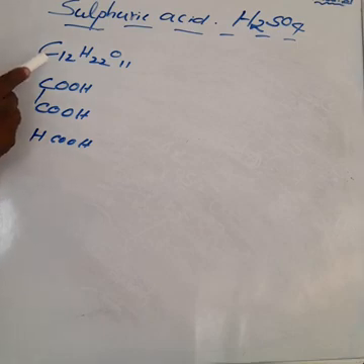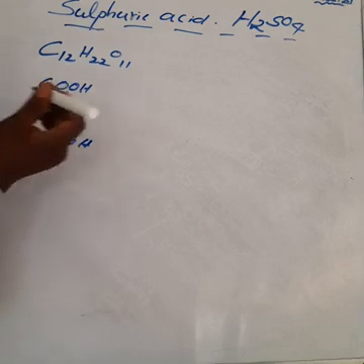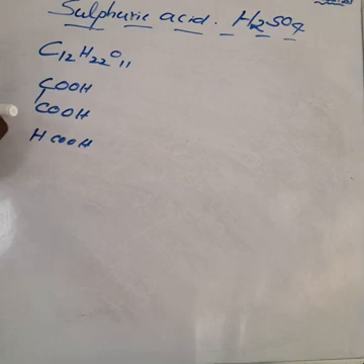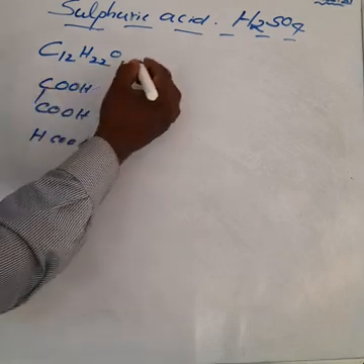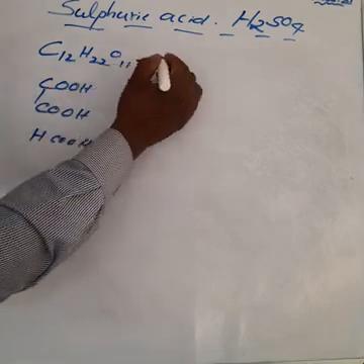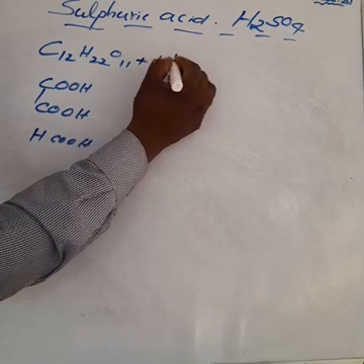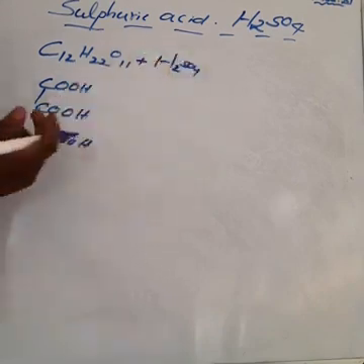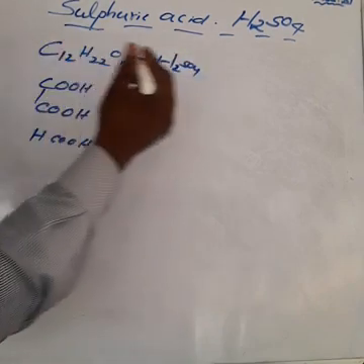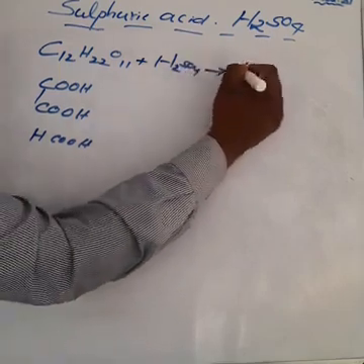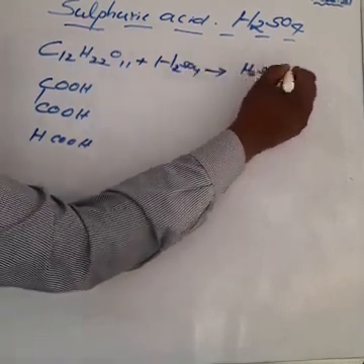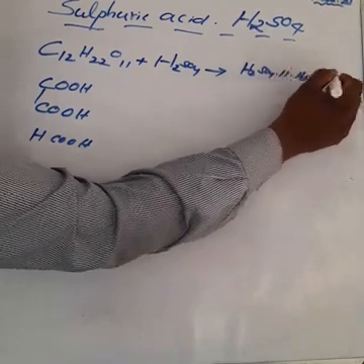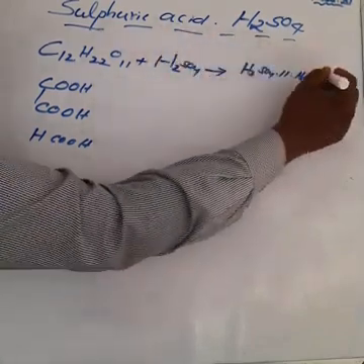One is sucrose, a disaccharide, C12H22O11. It reacts with sulfuric acid, which combines with the hydrogen and oxygen, and we get H2SO4.11H2O plus carbon. How much carbon is there in the product? 12 carbon, so make it 12 carbon. Now the equation is balanced.